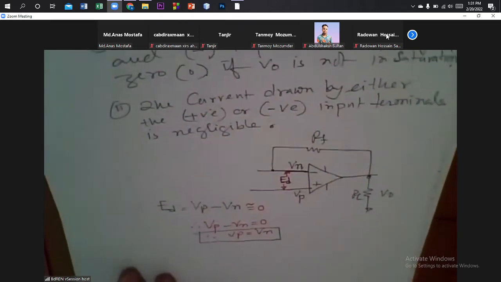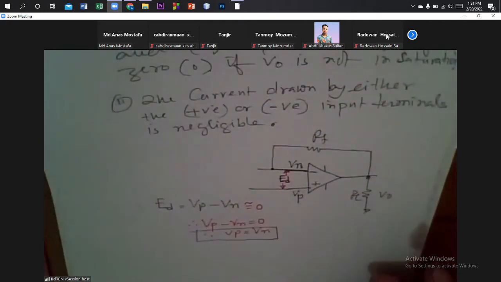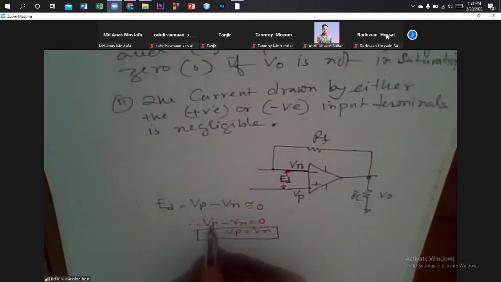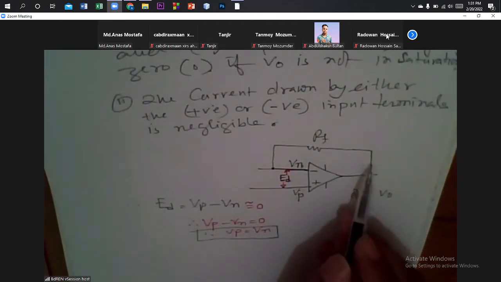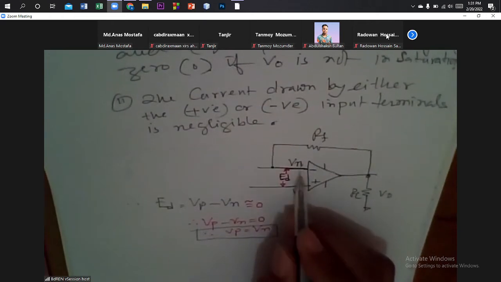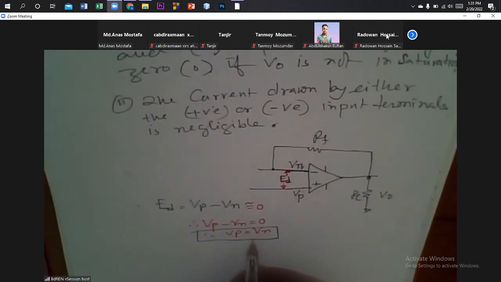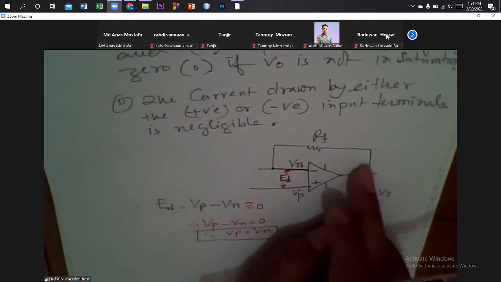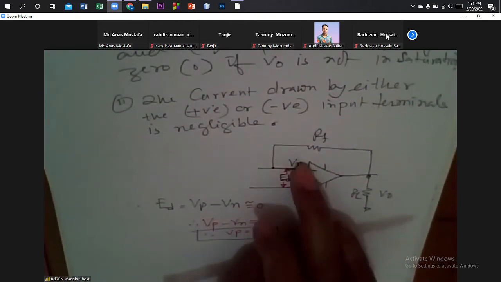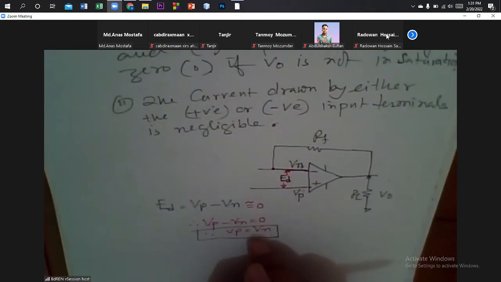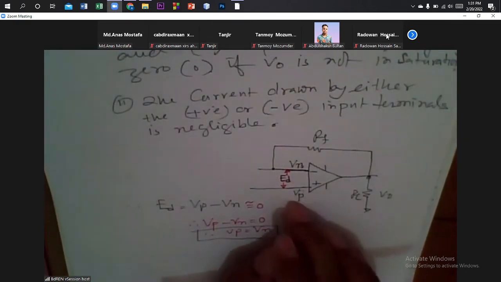This is the first condition. What does it say? Number one condition: ED 0 means VP minus VN is equal to 0, so VP is equal to VN. Here two voltages will be equal. When there is negative feedback, this voltage and this voltage will be equal. First check whether any circuit has negative feedback. Yes. So VP and VN will be equal. Anywhere you see feedback, always say VP is equal to VN.